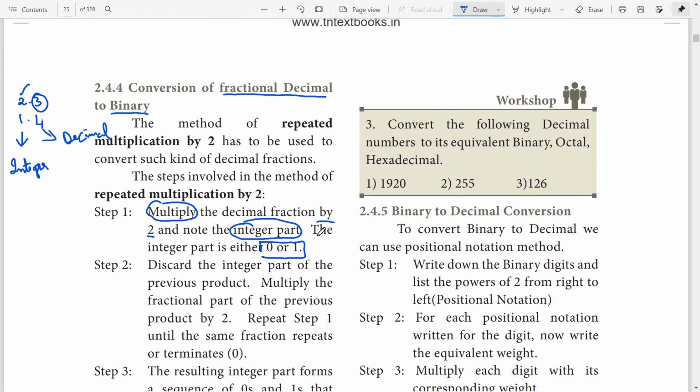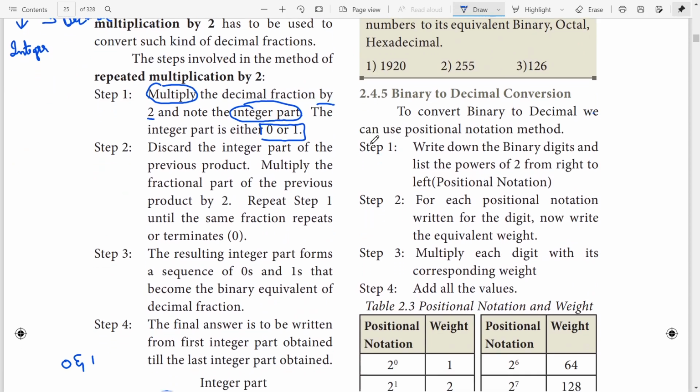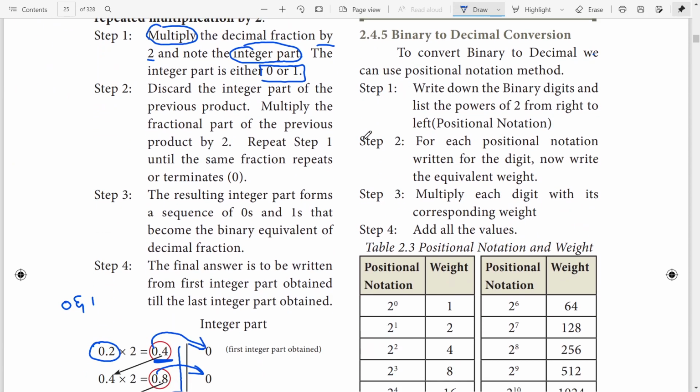Next, convert the following decimal numbers to their equivalent binary. This is your homework. Try to convert the following decimal numbers to their equivalent binary numbers. Now binary to decimal value, that is zeros and ones to decimal value, 0 point something.